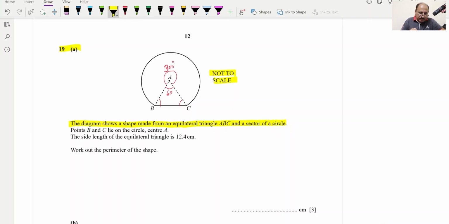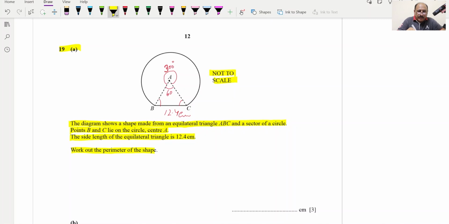And next they are saying points B and C lie on the circle with center A. The side length of the equilateral triangle is 12.4, so this is 12.4 centimeters. This is also information provided. And what we have to do is work out the perimeter of the shape.